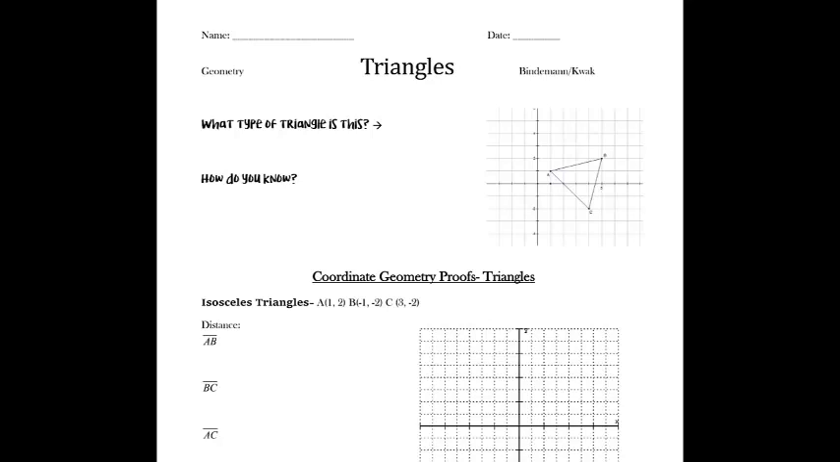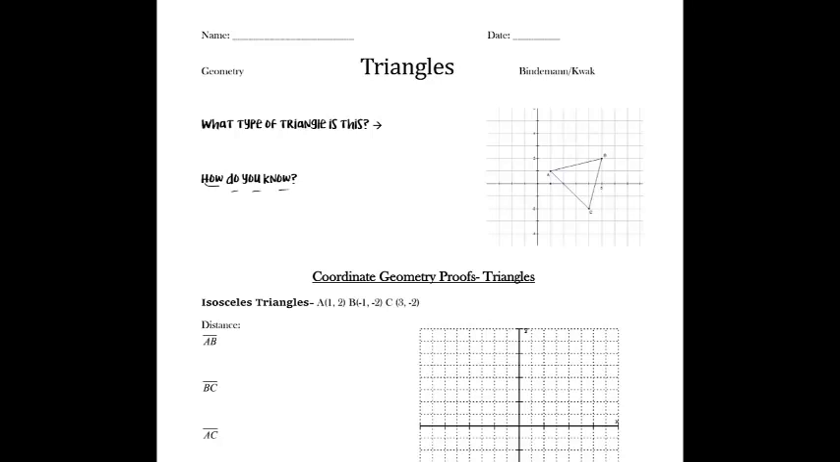So the first question is, what type of triangle is this? When students look at this right away, they usually think it's equilateral, which is where all three sides are the same length. But what we're going to be doing in geometry is we've got to prove it. So instead of saying, take my word for it, all three sides are the same length, or no, I don't think all three sides are the same length, we're going to figure out how do you know?